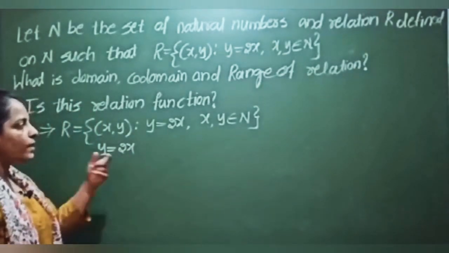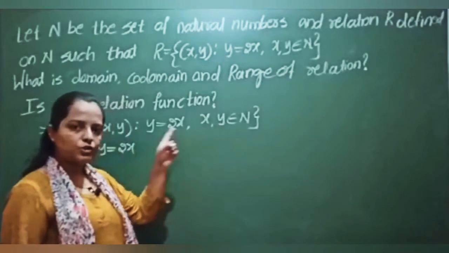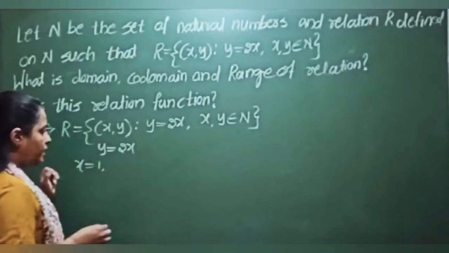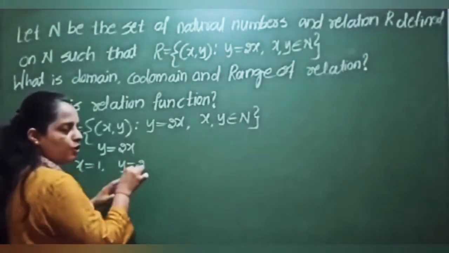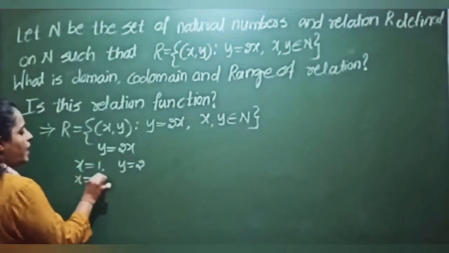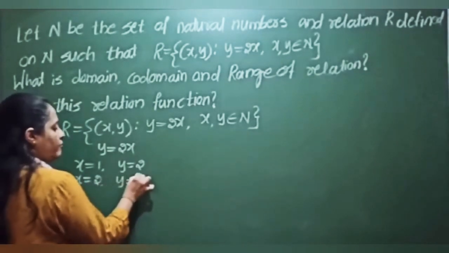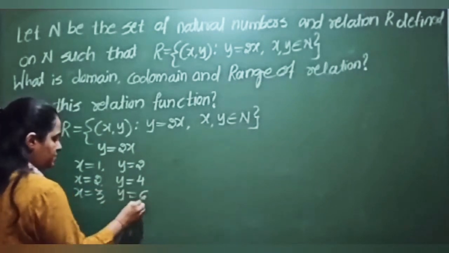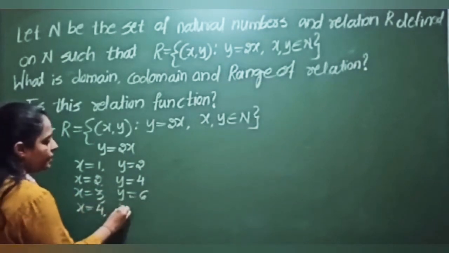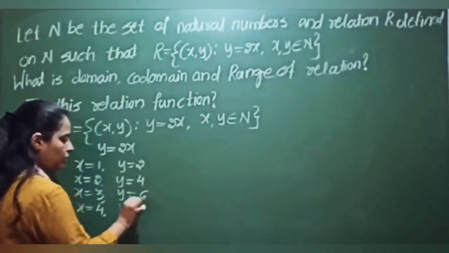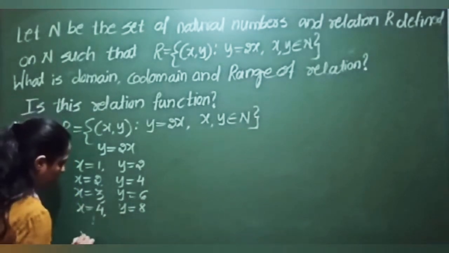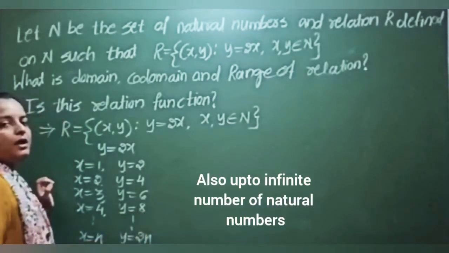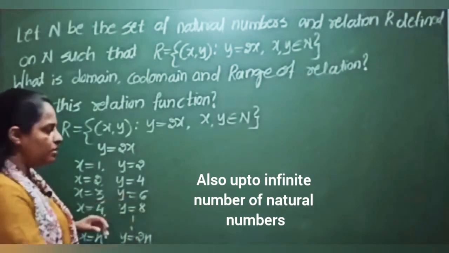If y is equal to 2x, they have told x, y belong to the set of all natural numbers. So first I will substitute x equal to 1. I am getting y equal to 2. If x is equal to 2, y is 4. If x is equal to 3, y is 6. If x is equal to 4, y is equal to 4 into 2, which is 8. So up to that, if you put x equal to n, you are going to get y equal to 2 times n. So these are the elements coming under the relation.